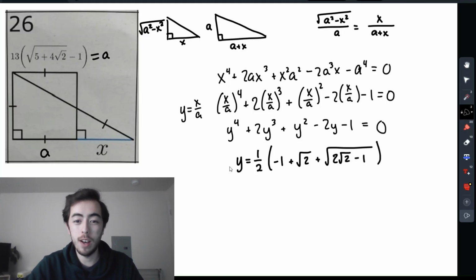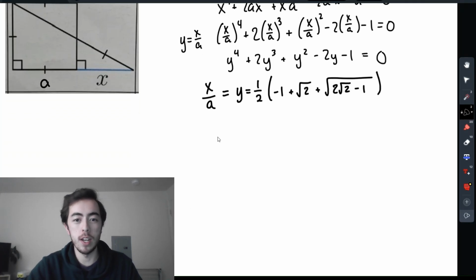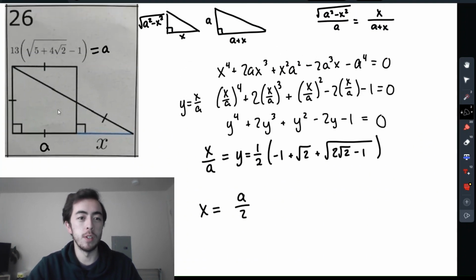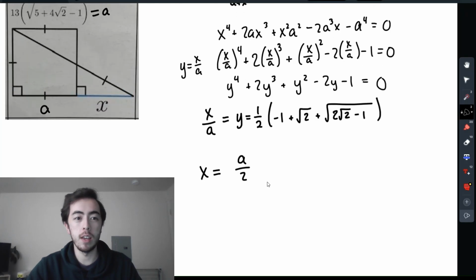Here's our value for y. y is the same thing as x over a, and the whole point here is that we're solving for x. So let's try to isolate it. I guess all we really need to do is multiply the a to the other side. And then I guess we should also substitute in the value for a. So a is going to be 13.